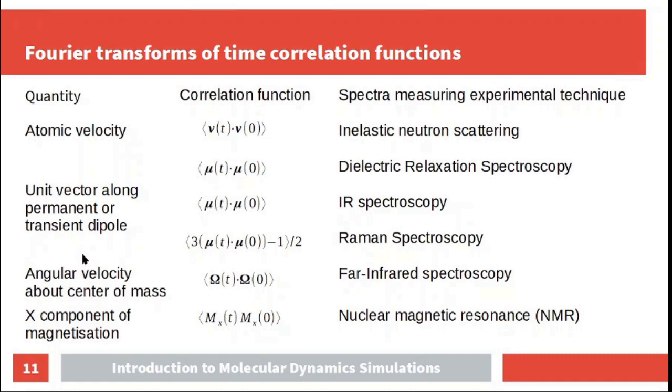Instead of talking about dipoles, unit vectors along dipoles, if you take angular velocity about center of mass and take this correlation function, take its Fourier transform, you get far infrared spectra. And X component of magnetization would give you nuclear magnetic resonance NMR spectra. In fact, unit vector along a dipole or along any molecular axis can also be used to calculate a correlation function, which is accessible with NMR relaxometry, sorry. But we won't talk much about that for brevity.